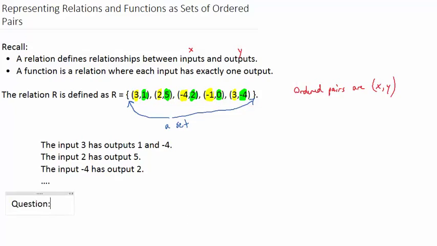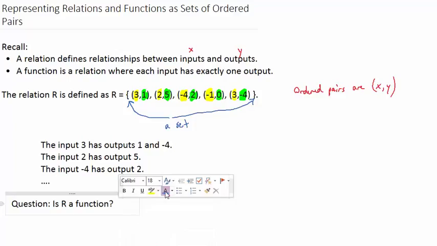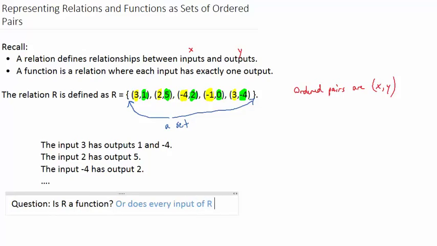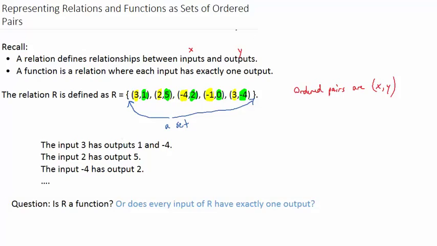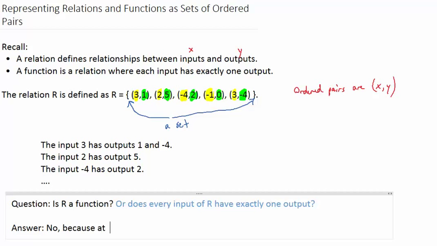Now the question is, is the relation R a function? And remember, for R to be a function, one way we could describe that is, does every input of R have exactly one output? Remember, this is the question you should always ask when trying to determine if a relation is a function. Okay, so we come up here and we can see that the input of 3 has an output of 1, but it also has an output of -4. So the answer is no, because at least one input has multiple outputs. Specifically, 3 has 2 outputs. Okay?